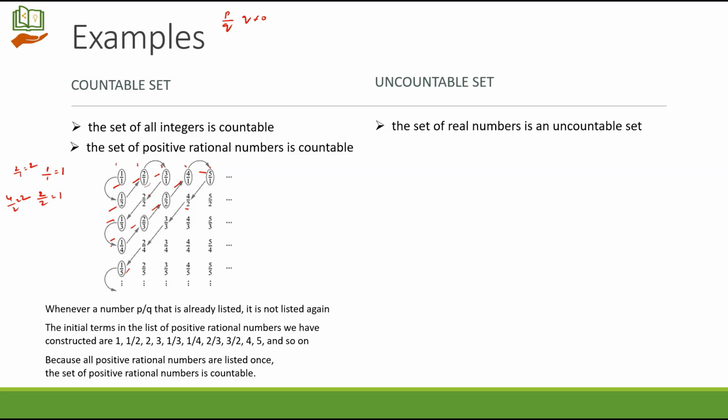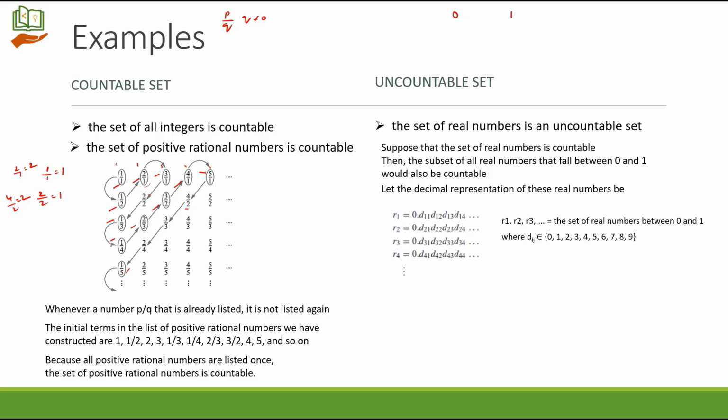Now let's take an uncountable set example. The set of real numbers is an uncountable set. Suppose the set of real numbers is countable, then the subset of all real numbers that fall between 0 and 1 should also be countable. So we are taking only one range, between 0 and 1. Let's take the decimal representation of these real numbers. In between 0 and 1, what are the possibilities? We have 0.1, 0.2, 0.3, 0.4 till 0.9 in terms of one digit after the decimal.